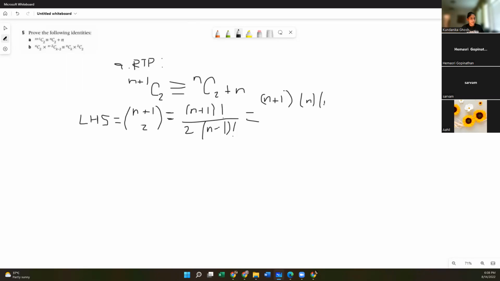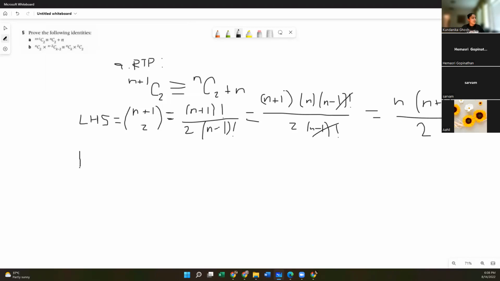times n minus 1 factorial. And then by doing this, I can cancel out the n minus 1 factorial in both the numerator and the denominator, right? So what I'm left with is n into n plus 1 over 2. Everyone see how I got that? Or do we have to go back a couple steps and rework it? All right, everyone good? Great.